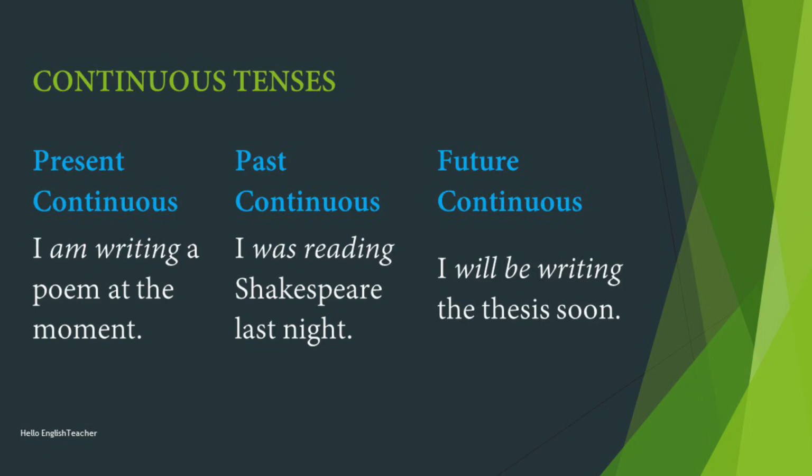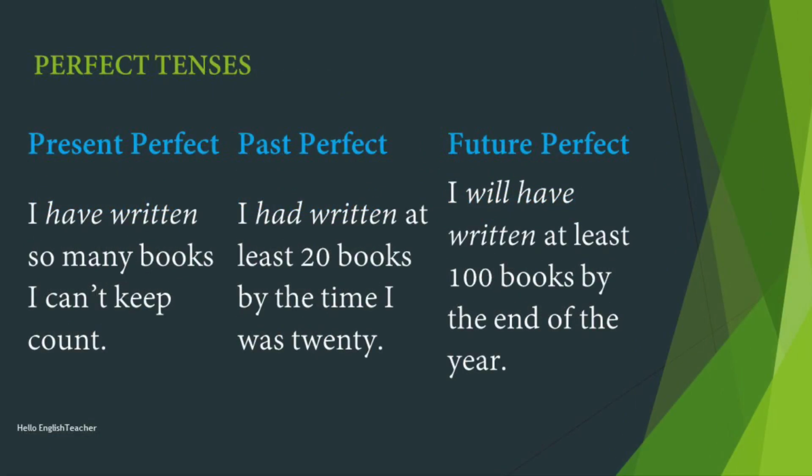So, will be plus the -ing form of the verb. This is one example of the future continuous tense. Now, the next one is the perfect tenses. All these are tenses that children usually get confused with, but it is very easy to learn.